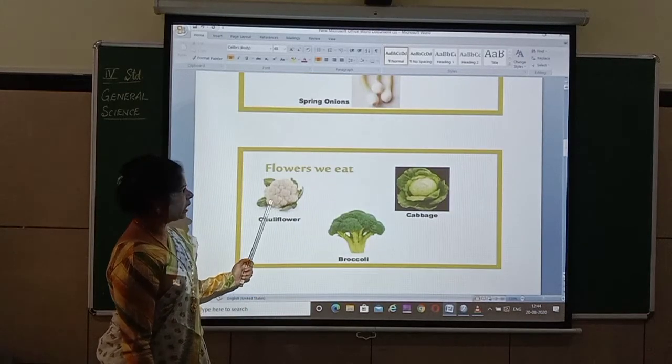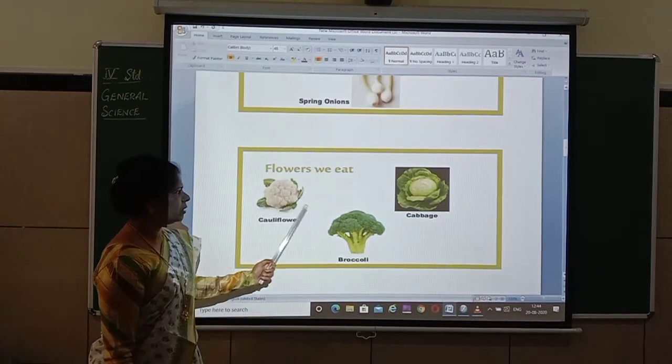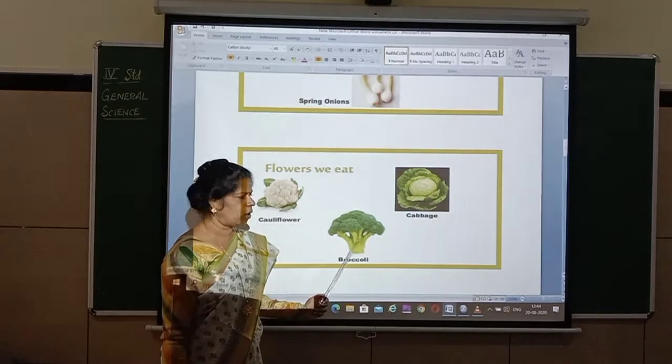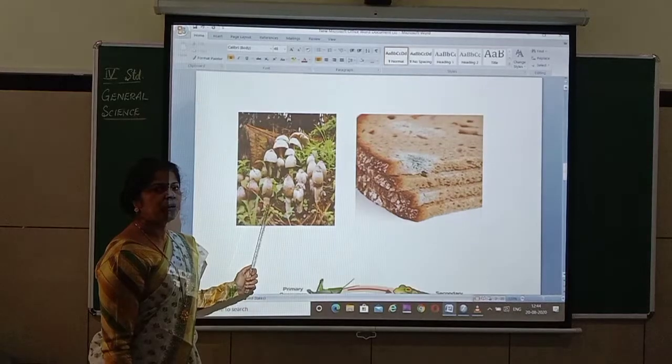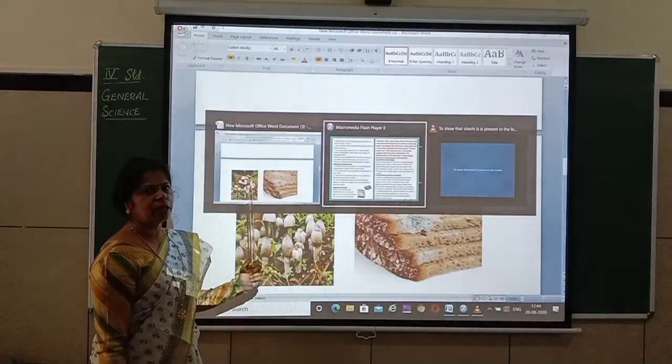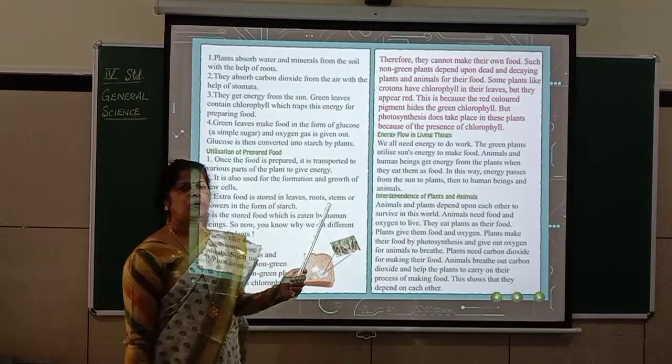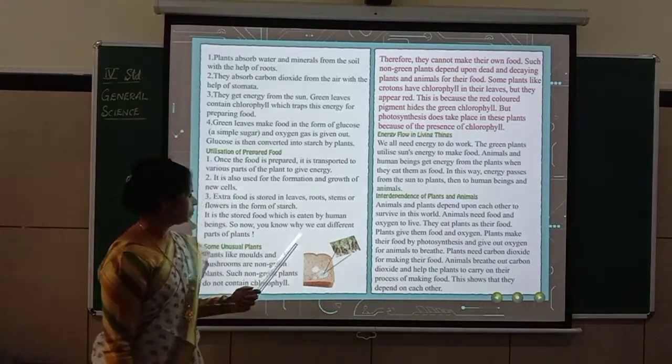Then the flowers we eat. You can see the cauliflower, cabbage, broccoli. All these are the flowers that we eat. Even I told you about the rose which is prepared as gulkand. We use that, rose petals.